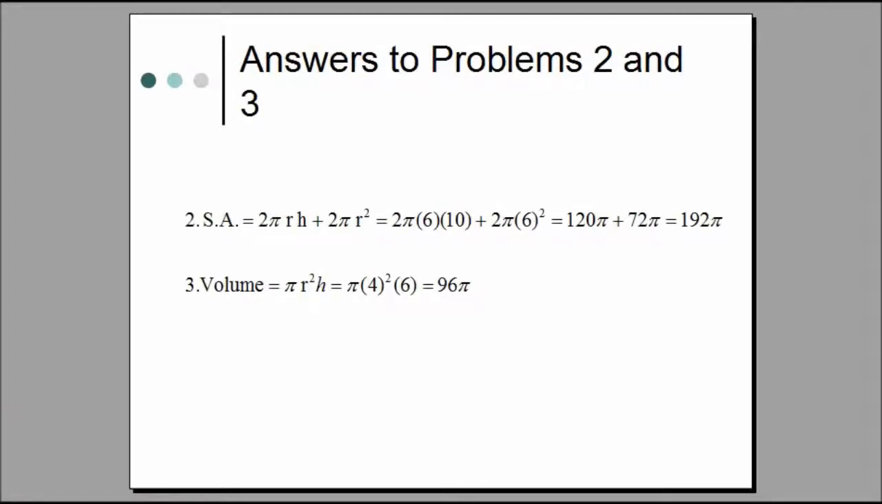Here are the answers. The surface area is 2 pi rh plus 2 pi r squared, which equals 2 pi times 6 times 10, plus 2 pi times 6 squared. This gives us 120 pi plus 72 pi equals 192 pi. The volume is pi r squared h, but for this cylinder, the radius is 4 and the height is 6. Substituting into the formula gives us pi times 4 squared times 6, which gives us 96 pi.